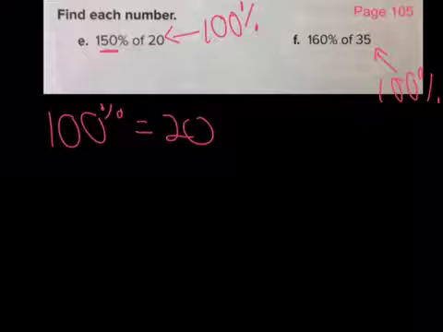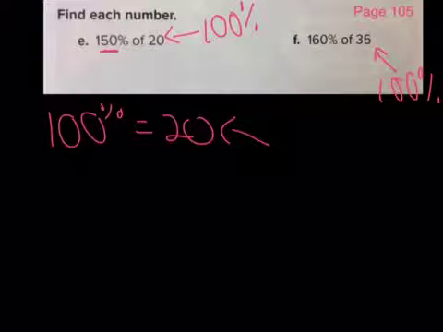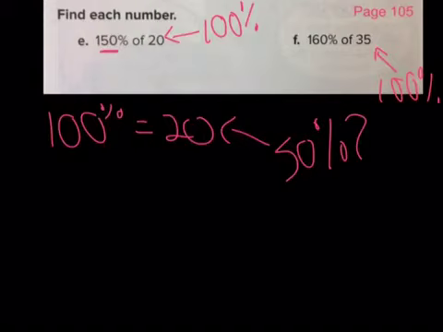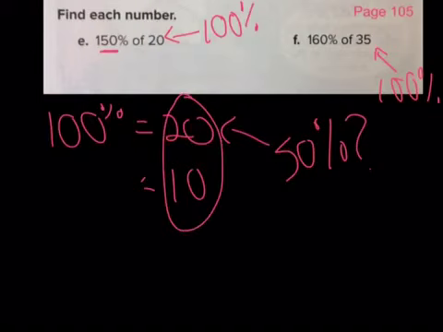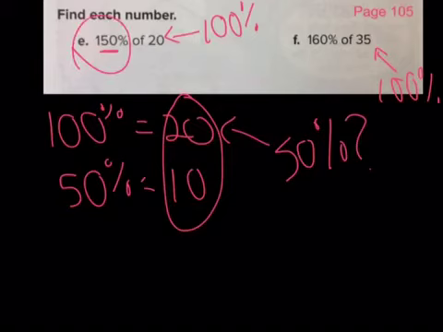50%. Well, what is 50% of 20? What is 50% of 20? Okay, what is it? Well, we know that this means half, right? So what is half of 20? Well, half of 20, boys and girls, is 10. And you know that, right? So when we add both of these up, we get our 100% and we get our 50% for 150%, which is 30. So 150% of 20 is 30.